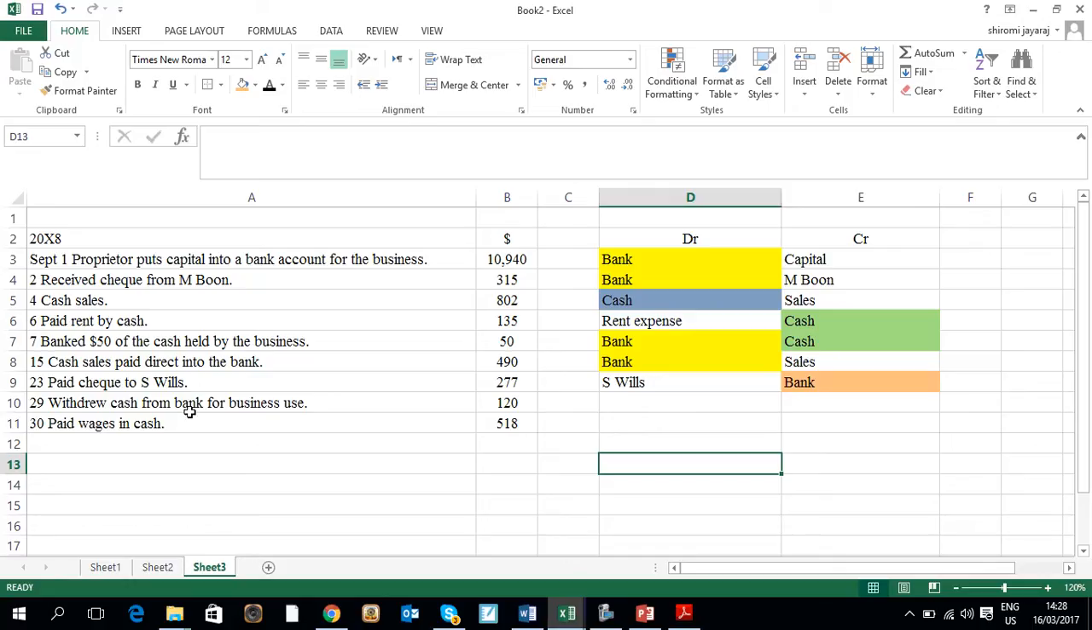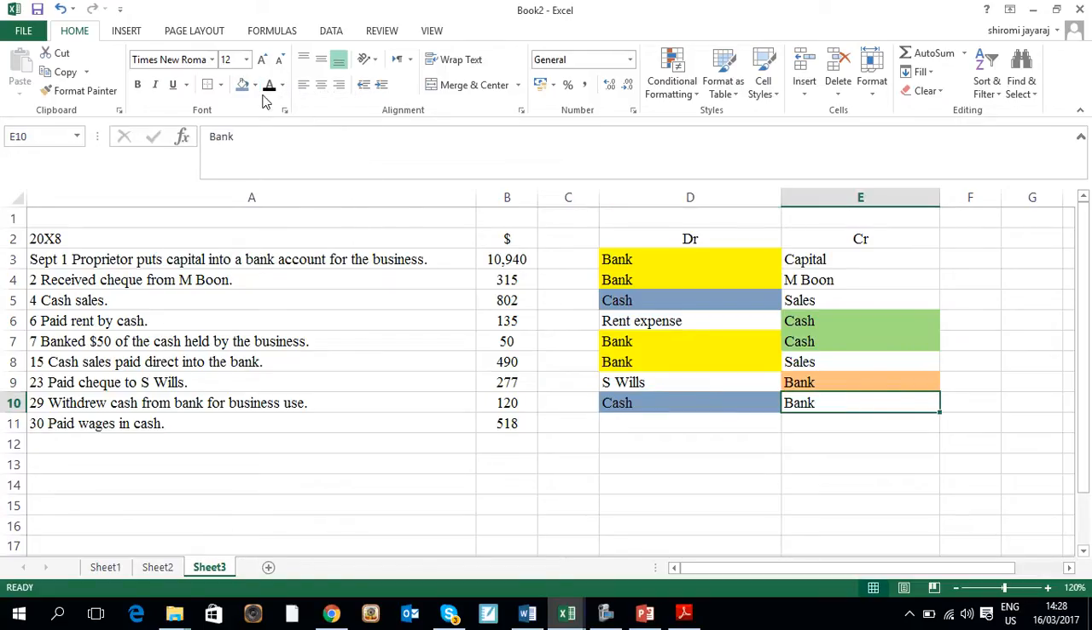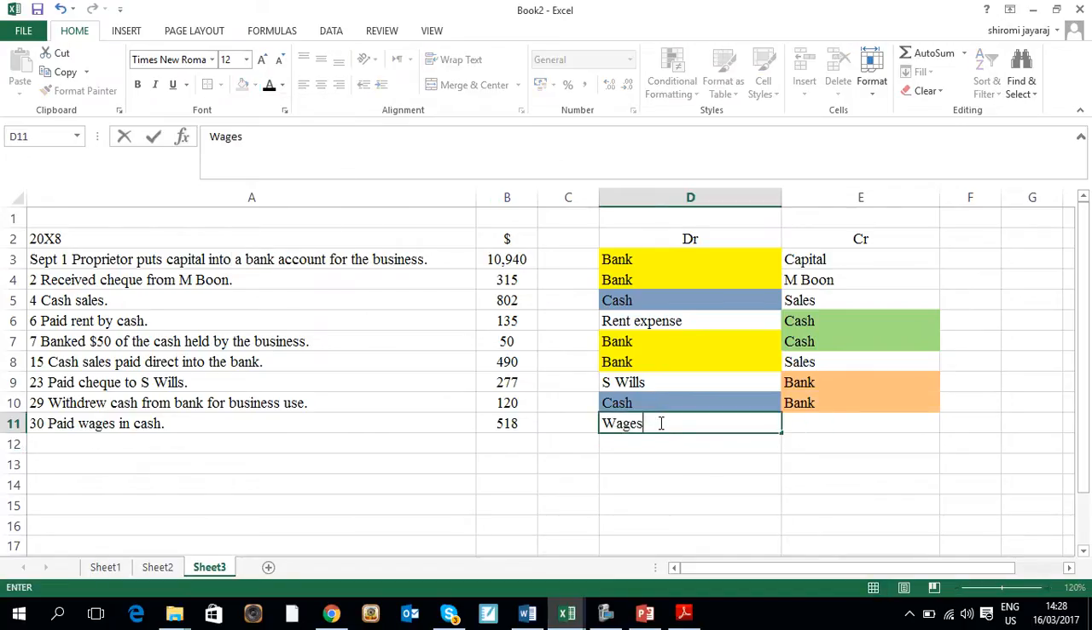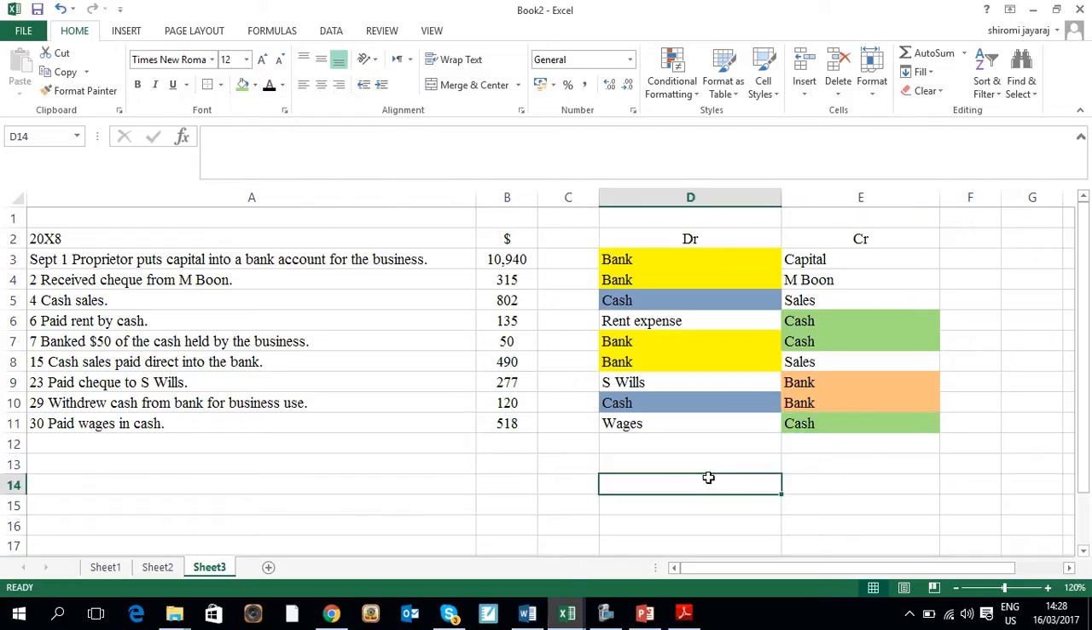29th. We drew cash from the bank for business use. Cash balance will increase, bank balance will reduce. From the bank, you're withdrawing money. The cash debit, and bank credit. Paid wages in cash. Wages debit and cash credit. So let's credit the cash.